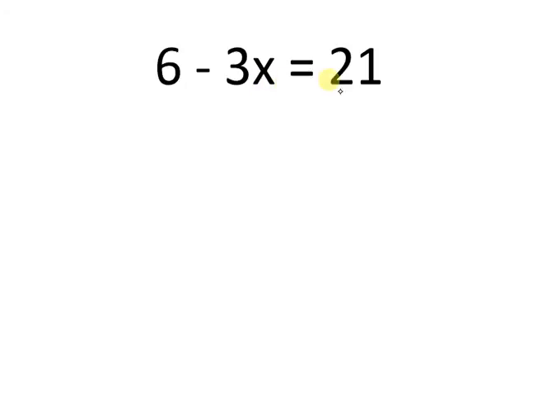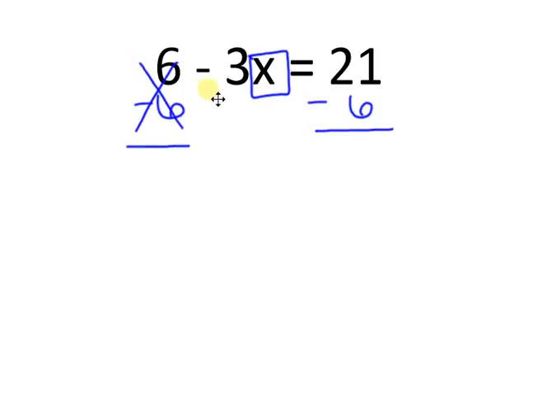All right, 6 minus 3x equals 21. Box your variable. Again, we have no plus sign in front of it, but you know it's positive, so the opposite or the inverse is negative. These cancel. Make sure you bring down the negative 3x. Very important. 21 minus 6 is going to be 15.